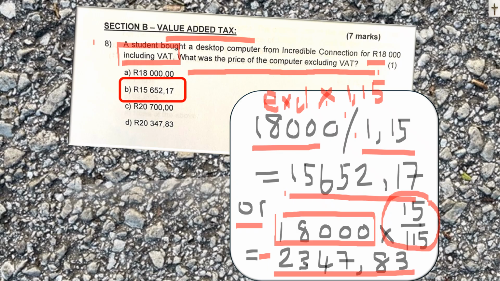15,652 and 17 cents. In this example, we were given the inclusive amount and we need to calculate the exclusive amount.